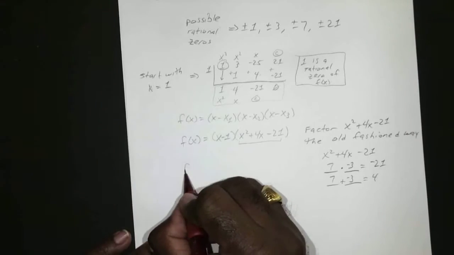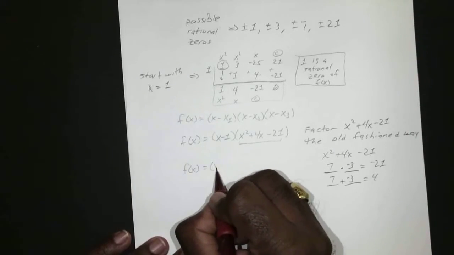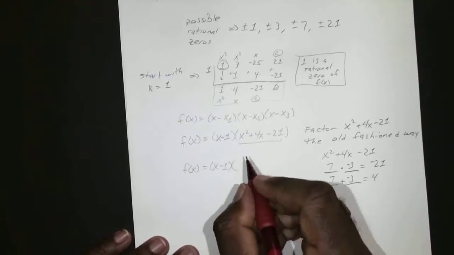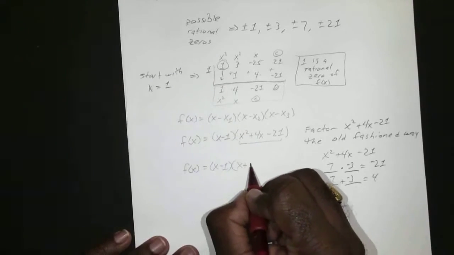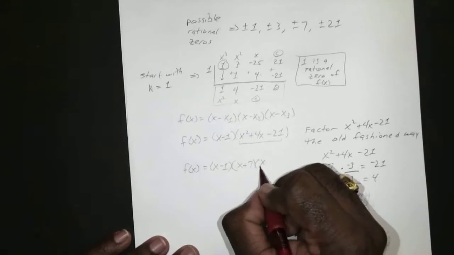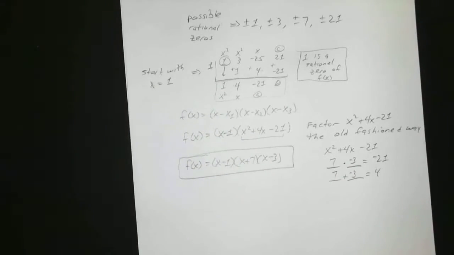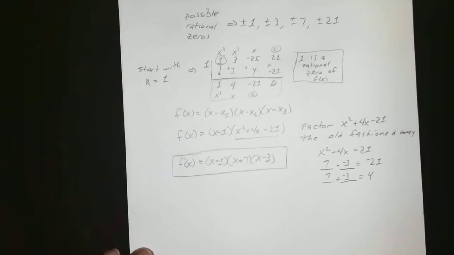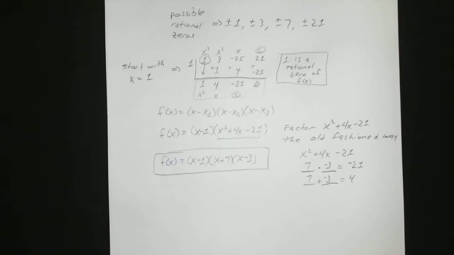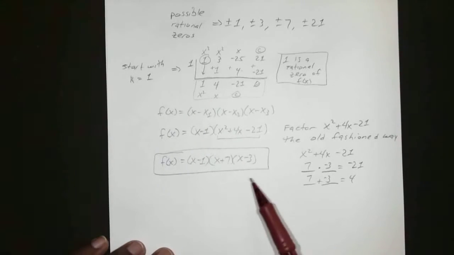So you have f of x equals x minus 1, and this just becomes x plus 7 and x minus 3. Okay, so sometimes all you need is that one rational zero, and then you can just factor the other one whichever way you want to. Like I said, you could have gone through and plugged in all the rest of them and kept doing synthetic division over and over, and it would have eventually reached that, but it's just a lot faster to go ahead and factor it the regular way if you can.